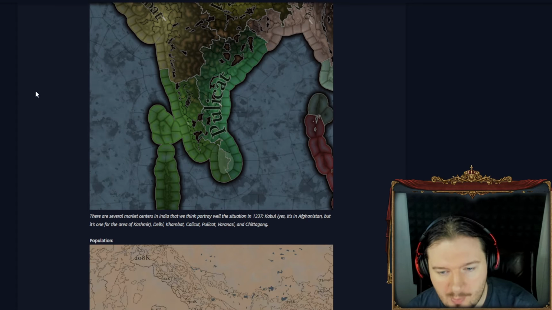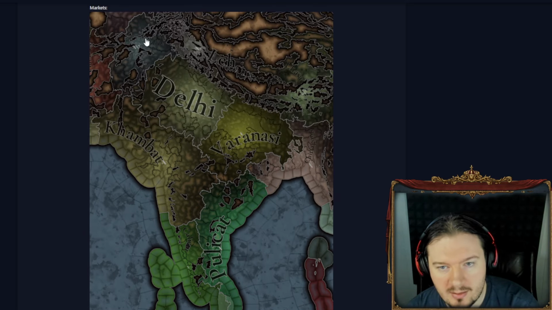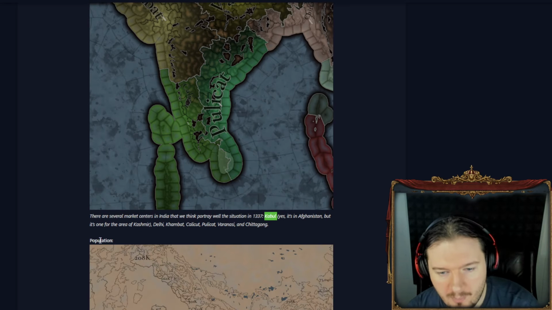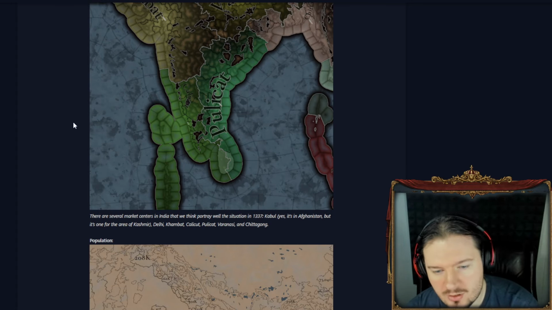Absolutely. Let's have our market centers in India that we think portray the situation in 1337. Kabul in Afghanistan. I didn't even notice that one. Yes, but it's one for the area of Kashmir. Delhi, Kamabat, Calicut, Pulicat, Varanasi, and Chittagong.